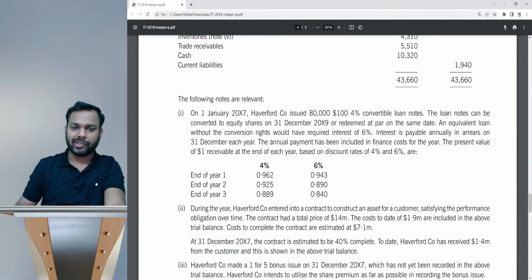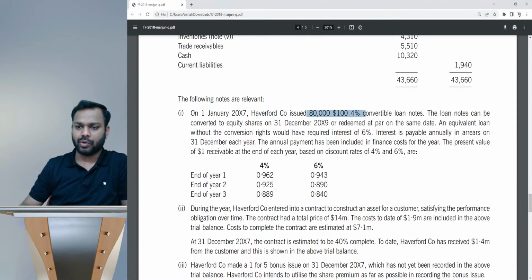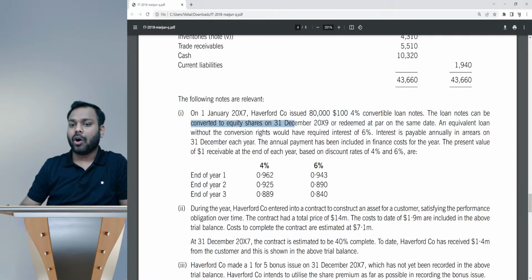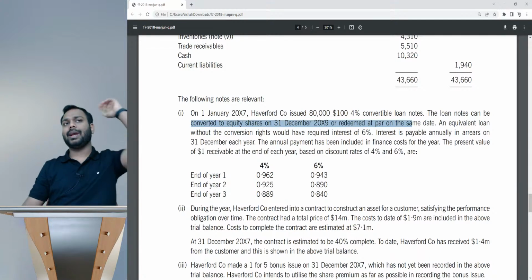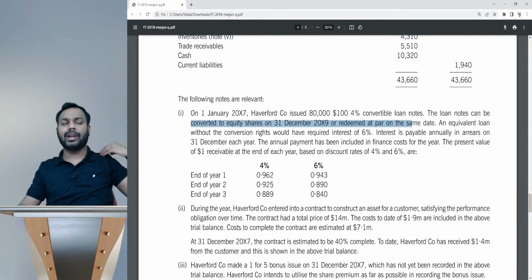Now let's assess the principal and interest. Haverford company issued $80,000 100 4% convertible loan notes. The loan notes can be converted to equity shares or redeemed at par on the same date. Means what? Is it compulsorily convertible or optionally convertible? Tell me, guys.